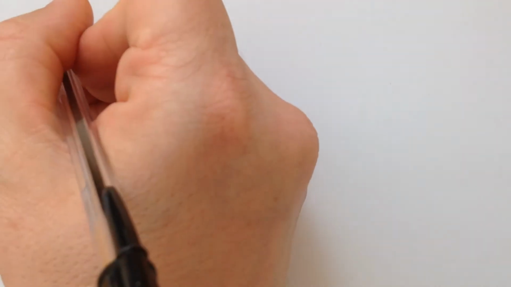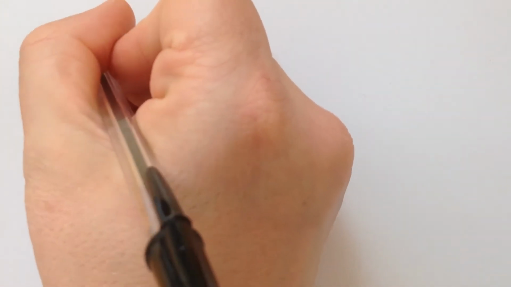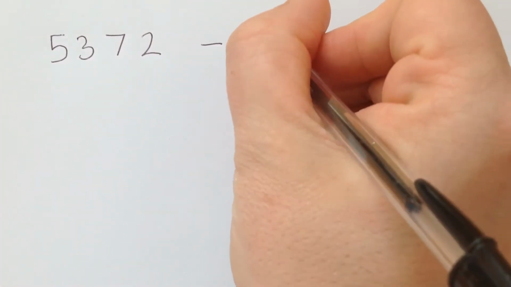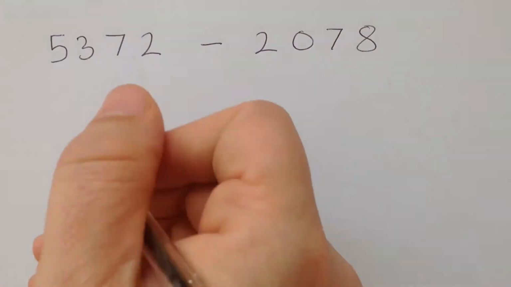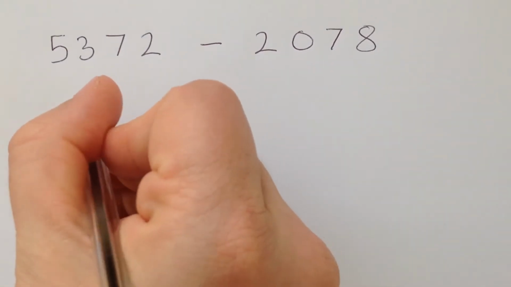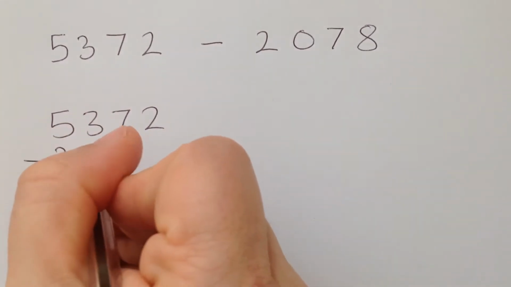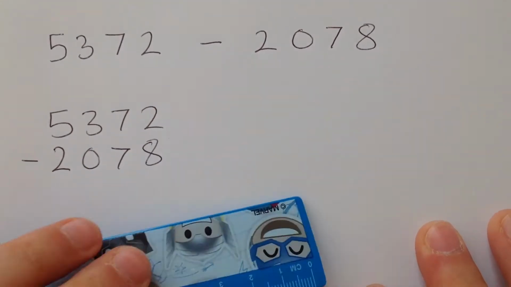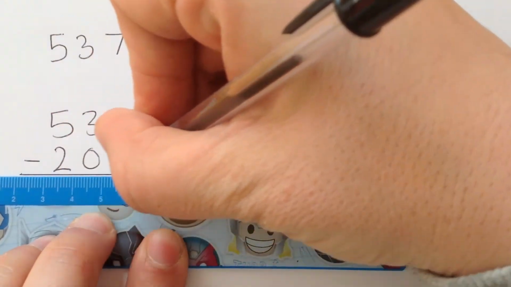So one of the problems I gave you in your subtraction challenge this week could have been this: 5,372 take away 2,078. And we did our subtraction, and you would have seen this in my previous modelling video, making sure of course all my columns are beautifully laid up. And now I have my amazing ruler, I can do this a little bit more professionally.